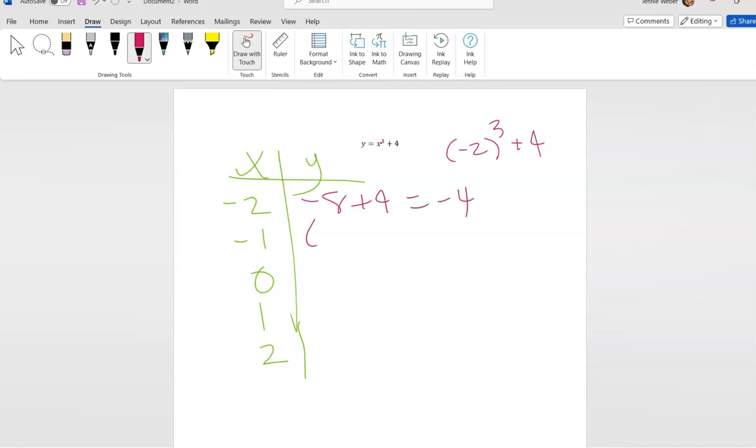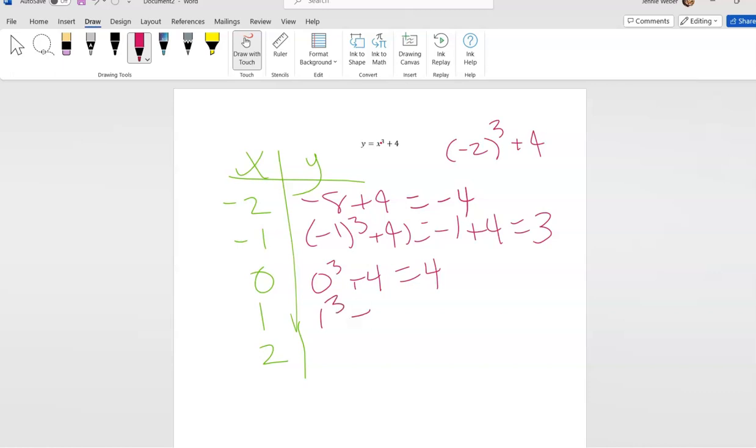Then I'm going to do the same thing down here, -1 to the third plus 4, which is -1 plus 4, which is 3. Okay, then I'm going to put in 0. So this is 0 to the third plus 4, which is going to be 0 plus 4, so that's 4.